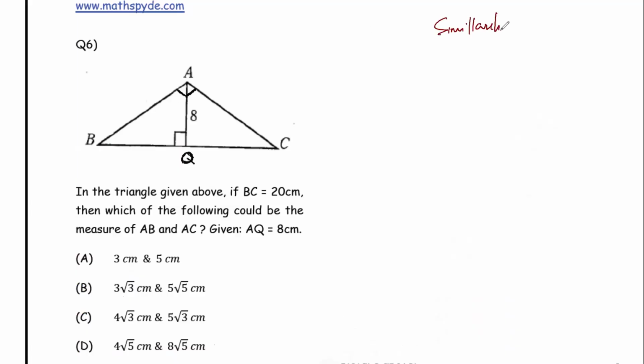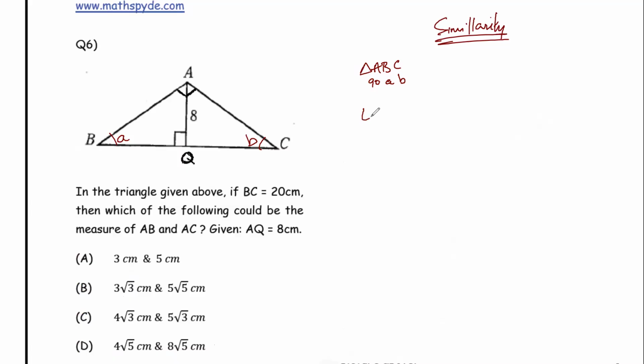So, similarity of triangles. Triangles are said to be similar if the angles inside are identical. So, suppose for the big triangle ABC, this is angle A and this is angle B. So the big triangle ABC has angles 90 degrees, A and B. Under A is 90, under B is A, under C is B.